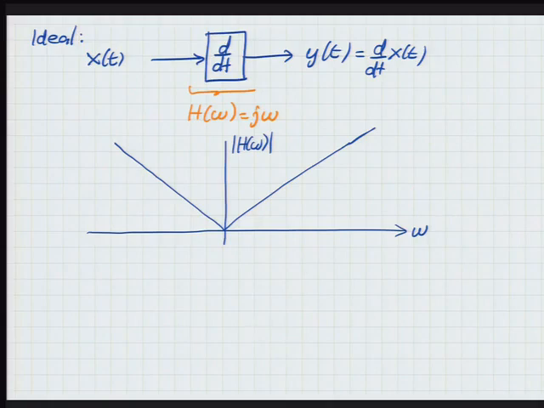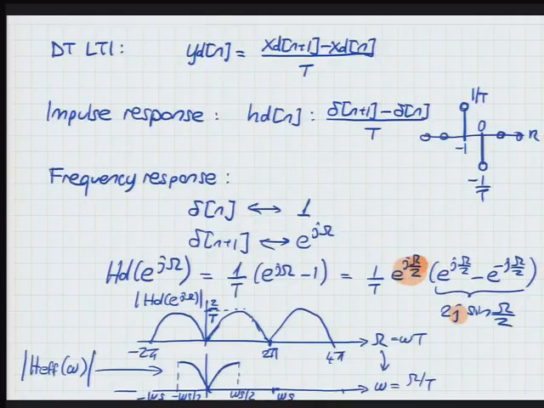How does it compare to this? In other words, how does this plot compare to this plot? So let's try to superimpose them. The peak value that we reached eventually was 2 over T, right? And the frequency where we stopped here was half of omega s. Remember, omega s is 2 pi by T. Half of that is pi over T, right?